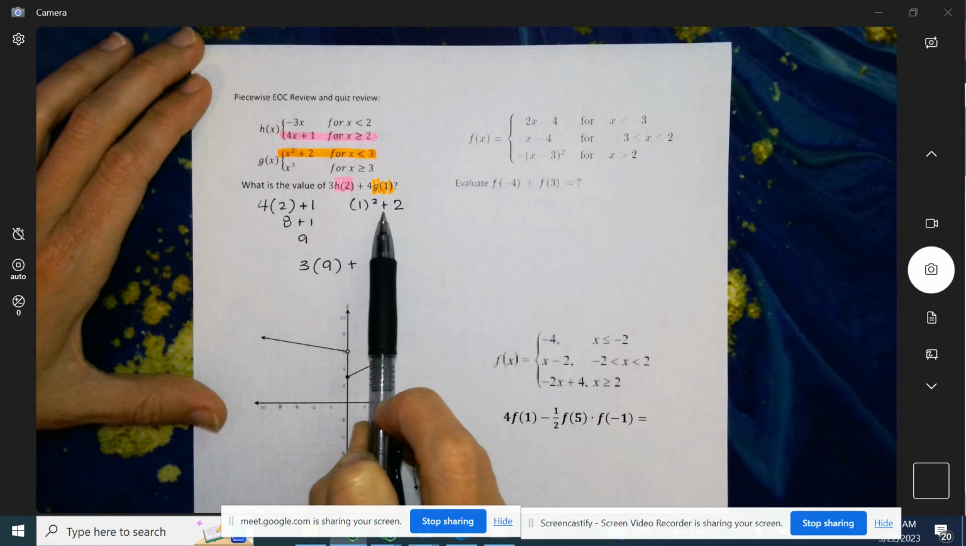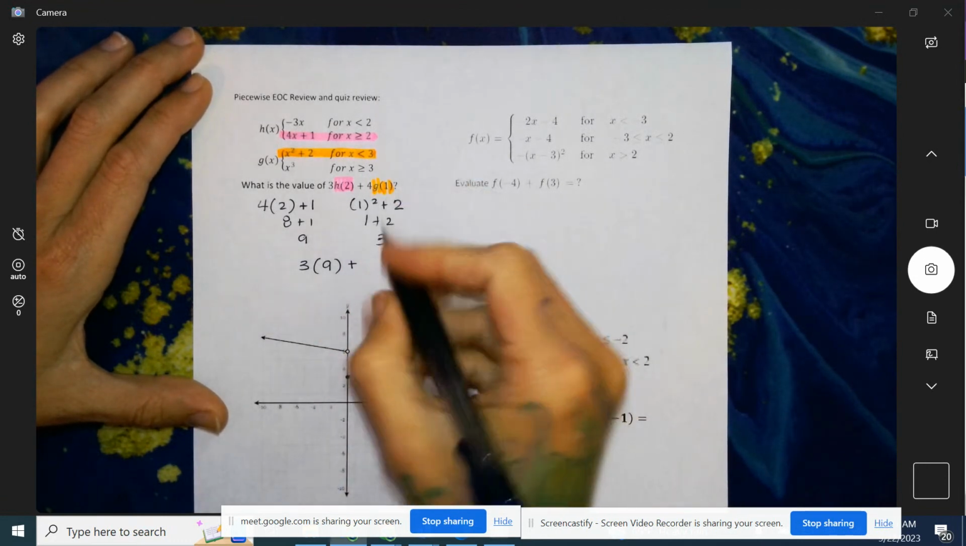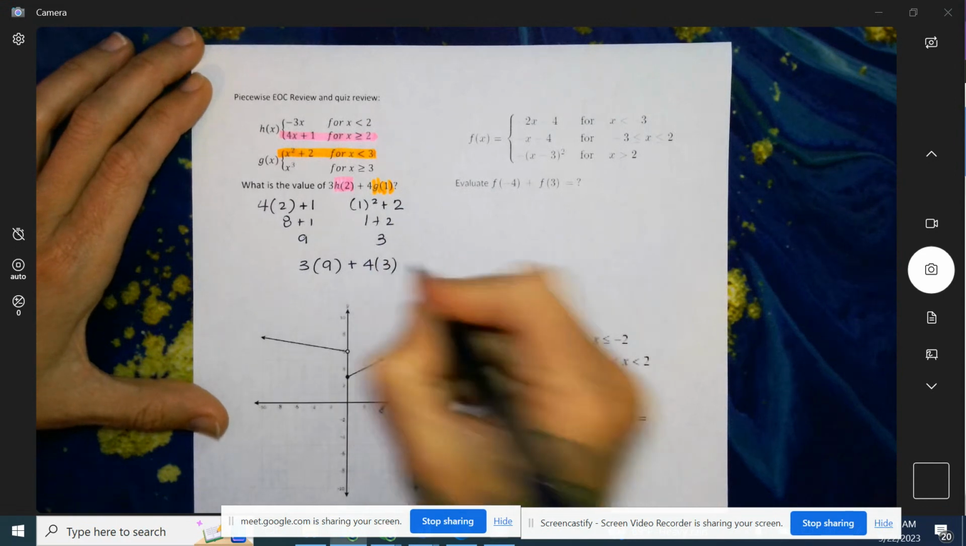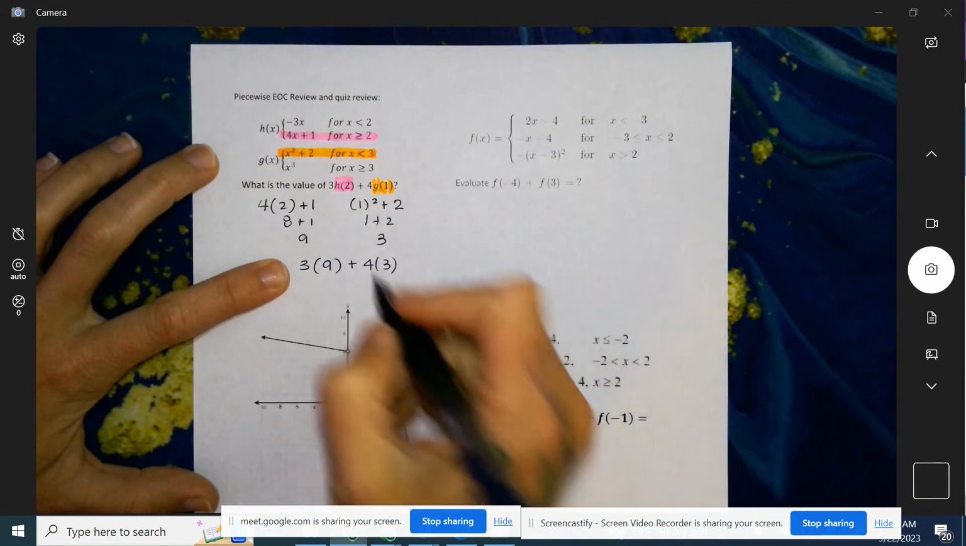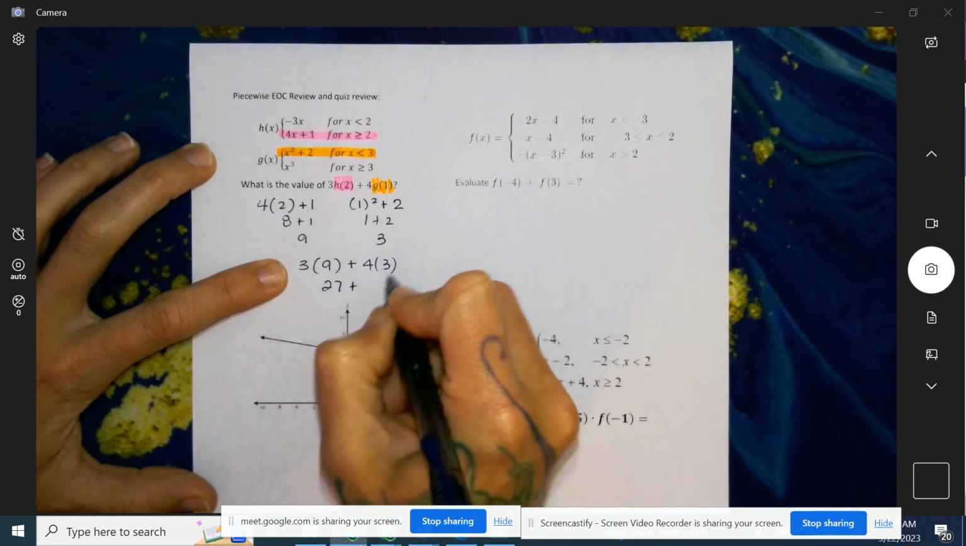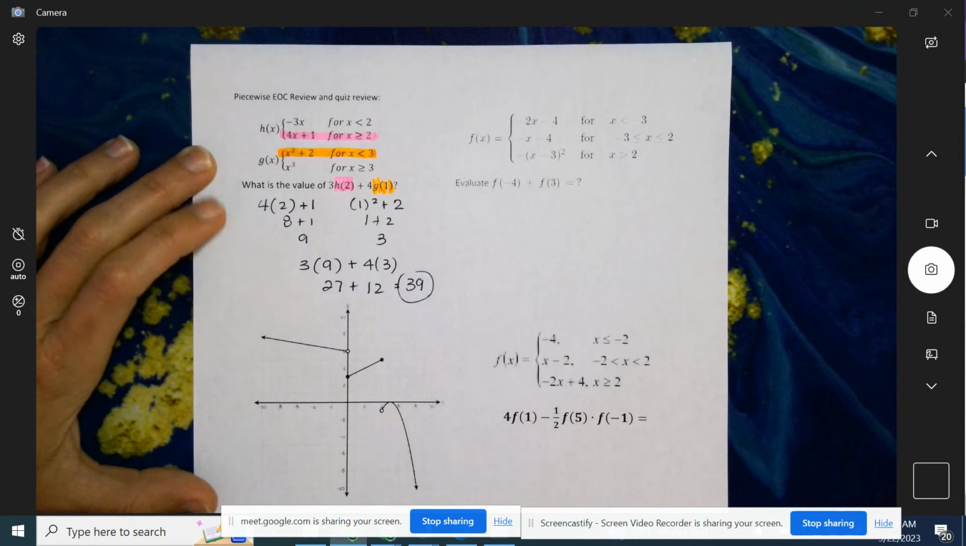So 1 squared is 1 plus 2 gives us 3. That's 4 times that number. So 9 times 3 is going to give us 27. And 4 times 3 is going to give you 12, which should give you 39 as your final answer.